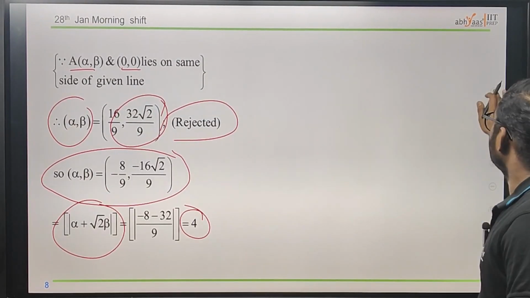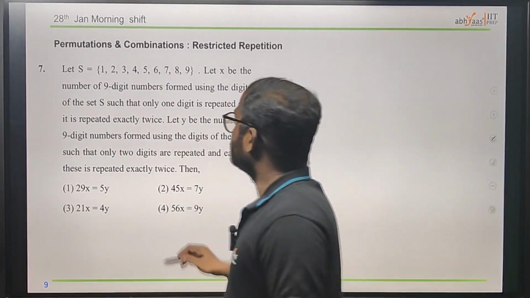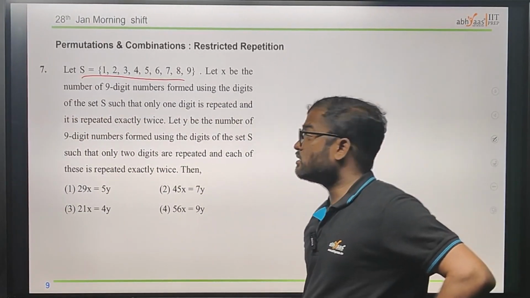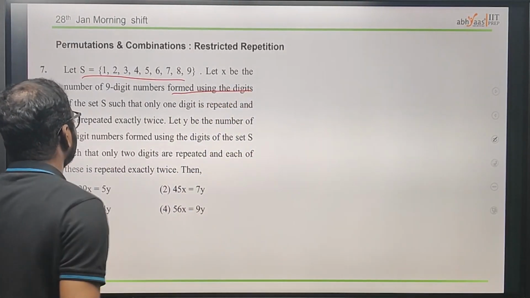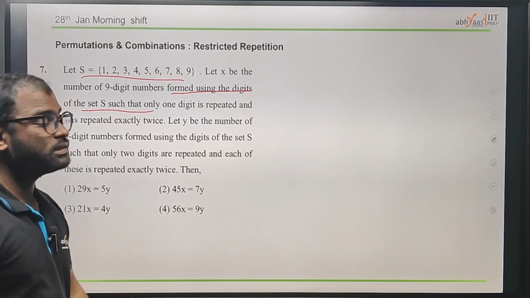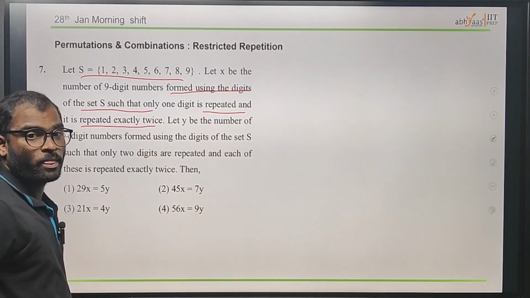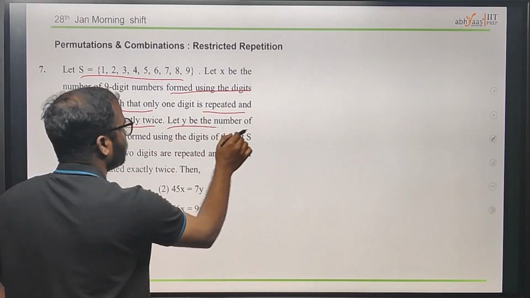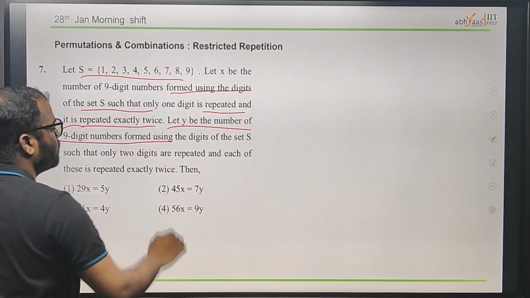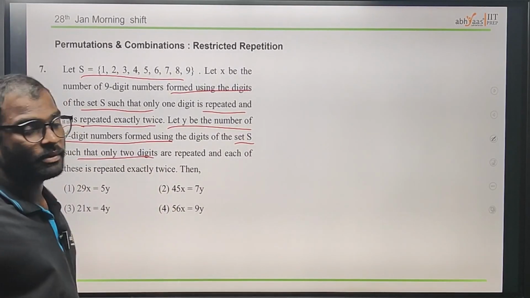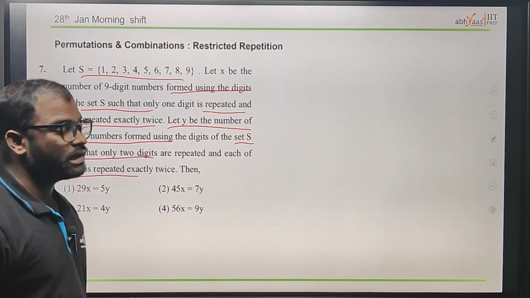Now next question, on the basis of permutations and combinations, having 9 elements in the set. Let x be the number of 9 digit numbers formed by using the digits of set A such that only one digit is repeated, and it is repeated exactly twice. Now let y be the number of 9 digit numbers formed using the digits of the set S such that only 2 digits are repeated, and each is repeated exactly twice.